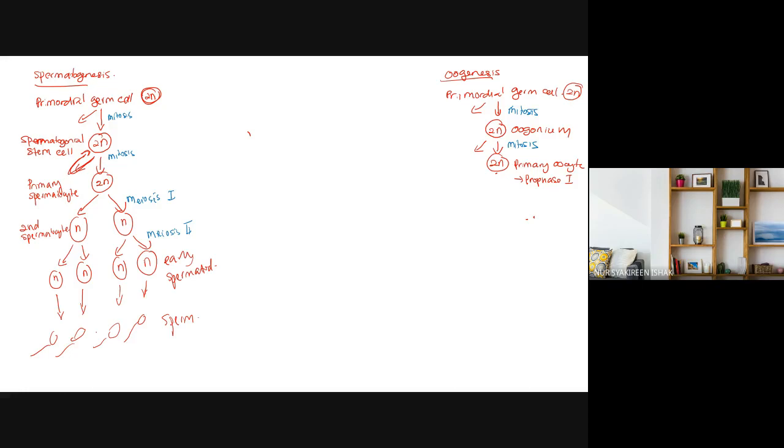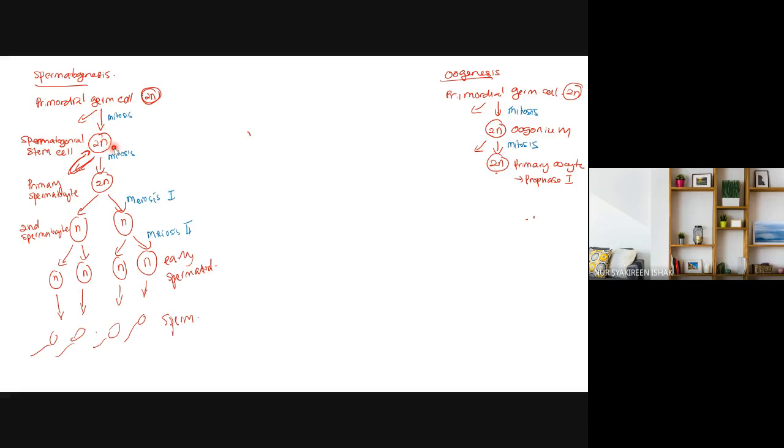Okay, kalau tengok dekat proses spermatogenesis ni kan, dia start dengan primordial germ cell. So the primordial germ cell will undergo mitosis to produce spermatogonial stem cell. Sebab dia undergo proses mitosis, it still produces diploid cell. Okay, kalau istilah dia kita panggil sebagai ploidy level.